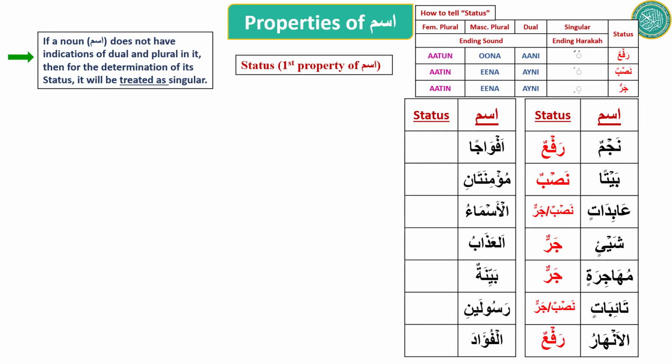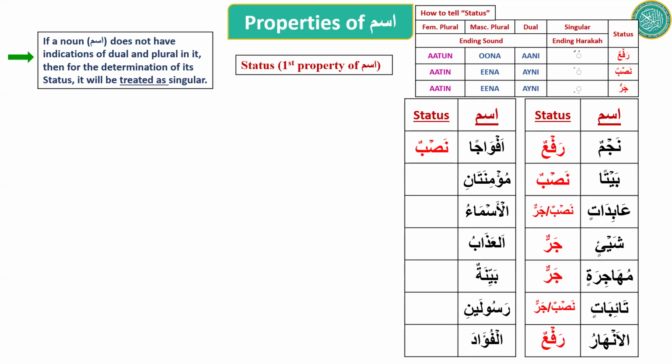Okay, we did this already. Mu'minatani. Rafa, nasab or jar? Mu'minatani. Jar. Ani. Jar. Could this be nasab as well? Yes. Or no? Yes. What is the ending sound, sister, here?